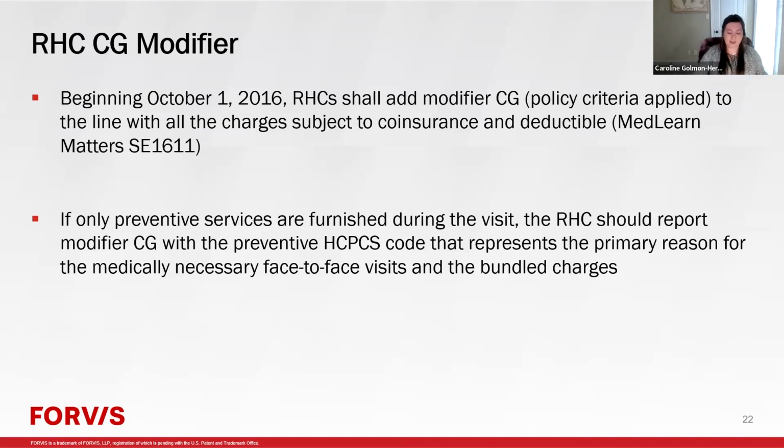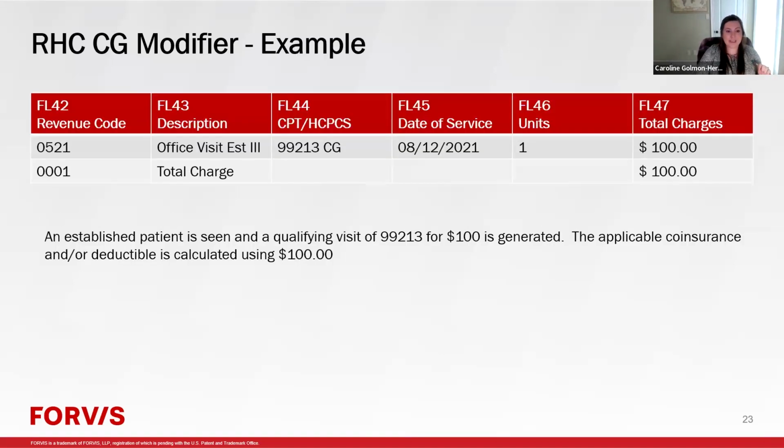So again, a lot of words, and I'm a visual person. I like to see visuals. This is what that would look like. So you have your rev code 0521. The office visit for an established patient is the 99213, and the CG modifier is applied. So an established patient is seen and a qualifying visit of 99213 for $100 is generated. So that coinsurance and/or deductible is calculated using that $100.